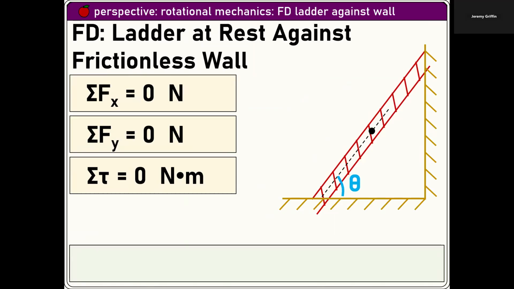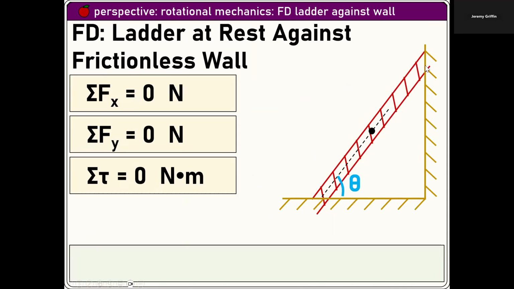Ooh, here's a classic question. Ladder rests against a frictionless wall. I think a question I like to ask with this is what's the minimum coefficient of friction with the floor? You guys remember that? But if you can come up with the equations of how to solve it, then everything else is going to fall in place regardless of what the question is.